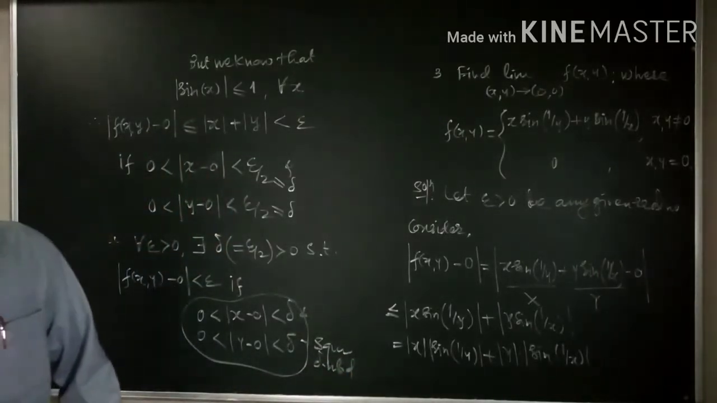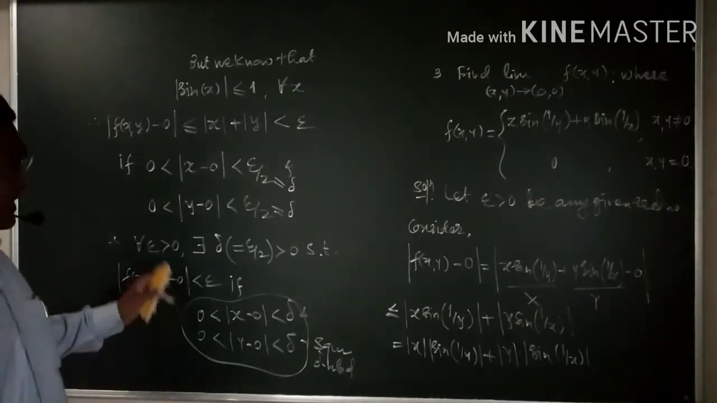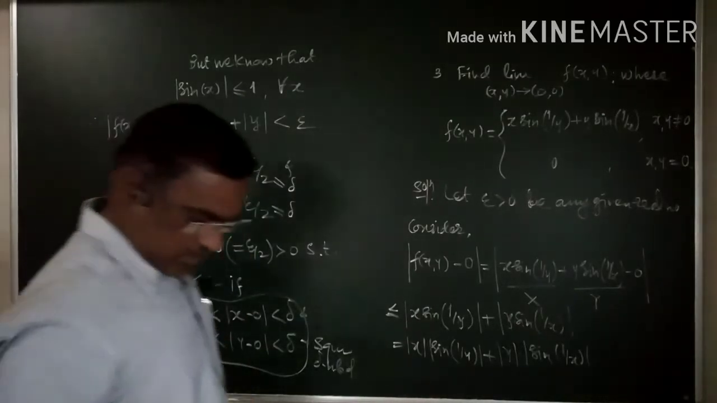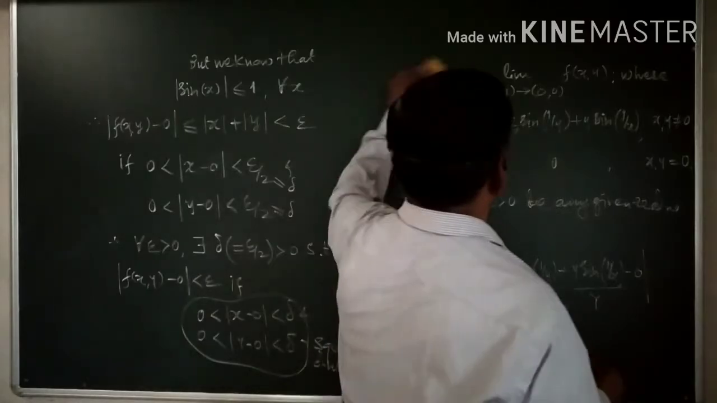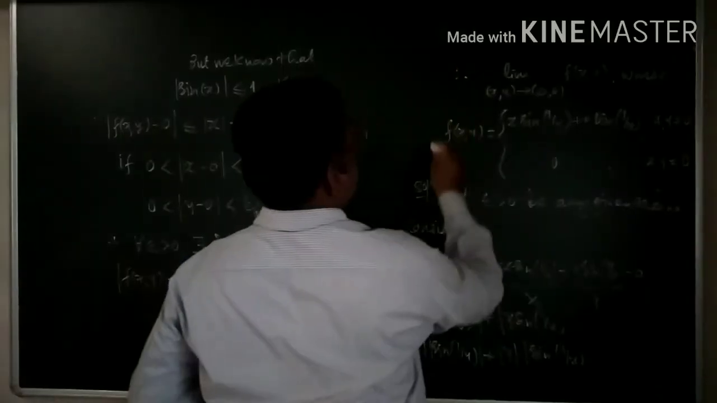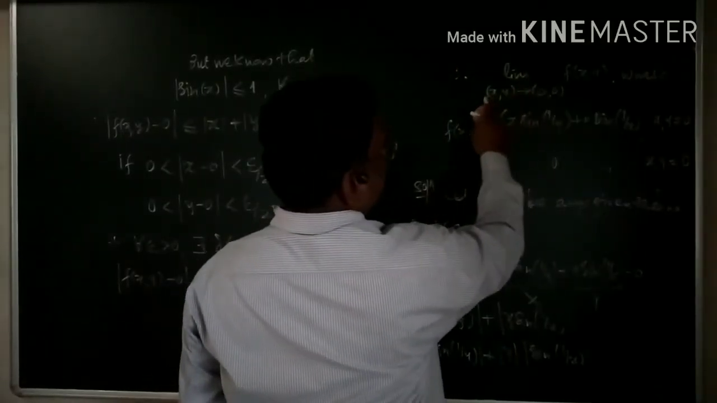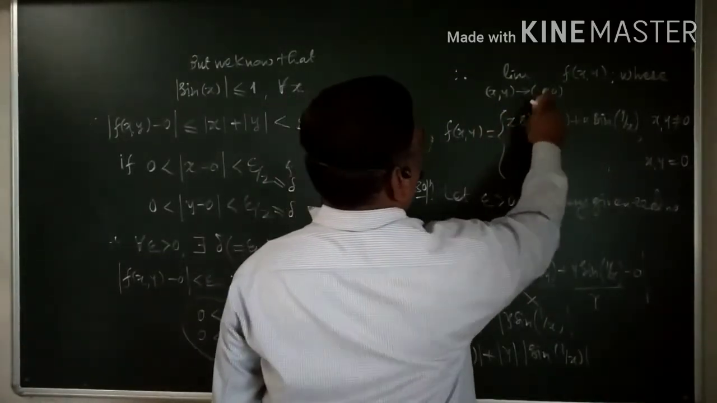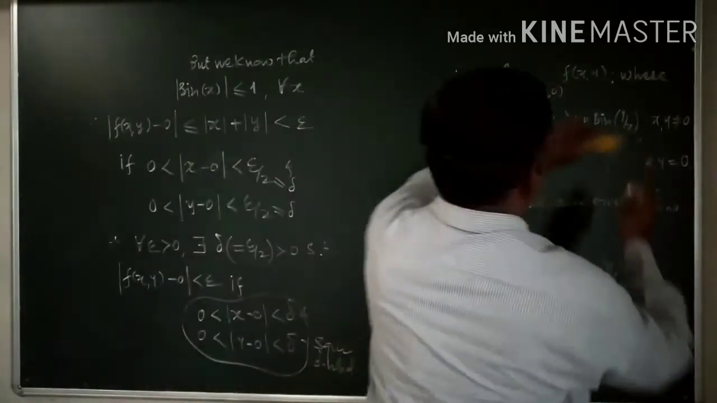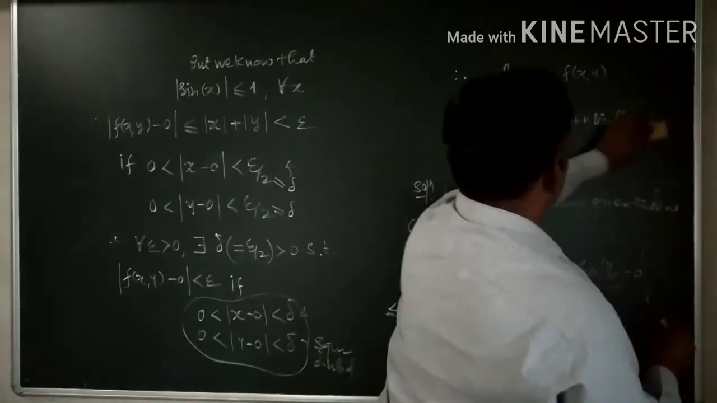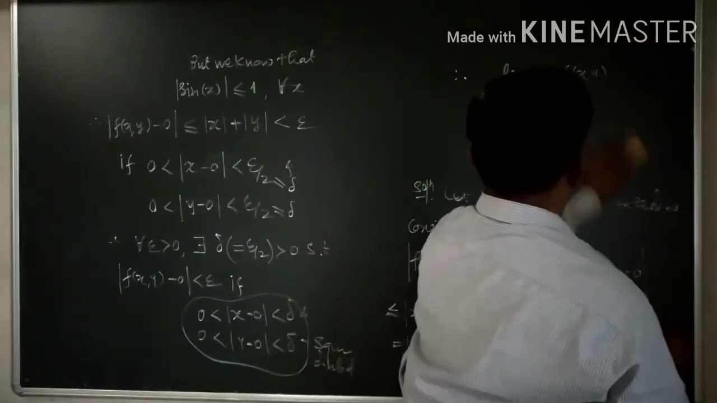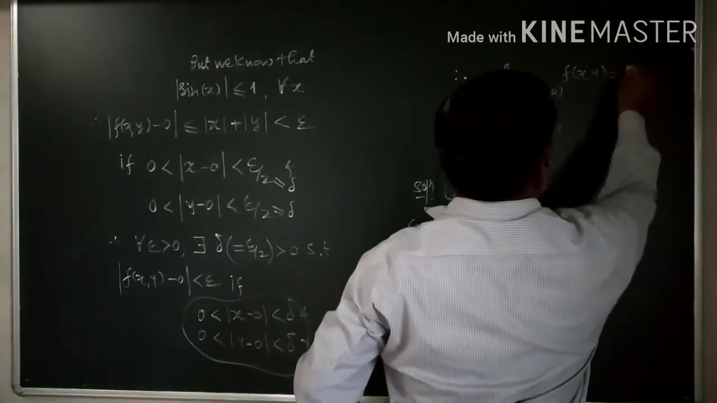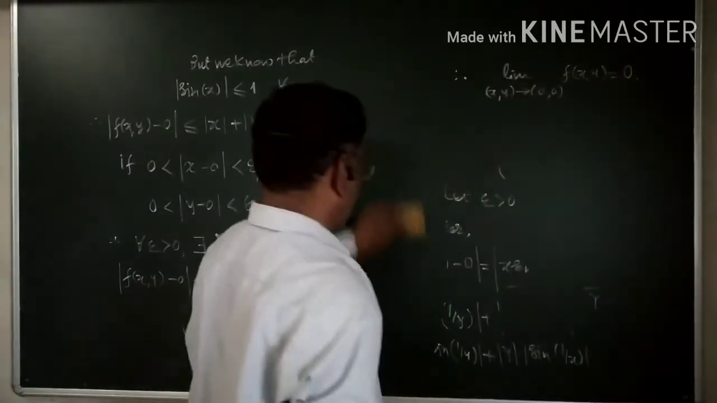Okay, and hence, therefore, as usual, limit x, y tends to 0, 0 of f of x, y is what we are getting. It is equal to 0. This is what we have.